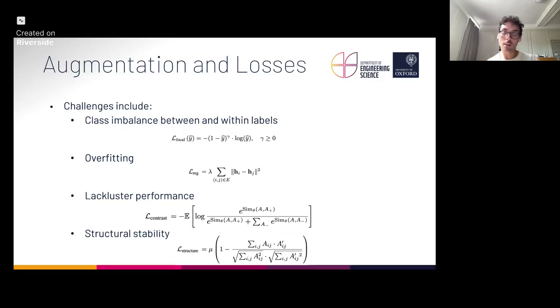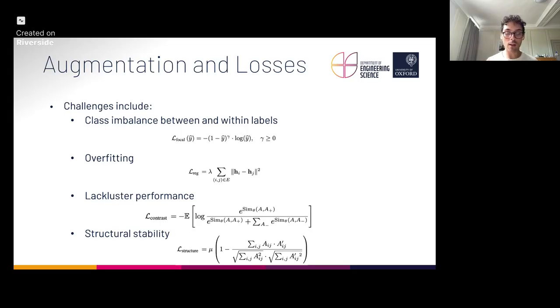To address overfitting, since it's a very complex model, we use regularization. For lackluster performance, we use contrastive loss, because the structural information of the graphs over time does not change as much unless you introduce some kind of augmentation, in a similar way you would do in a computer vision model. And that does help train the model and perform better, as we found.